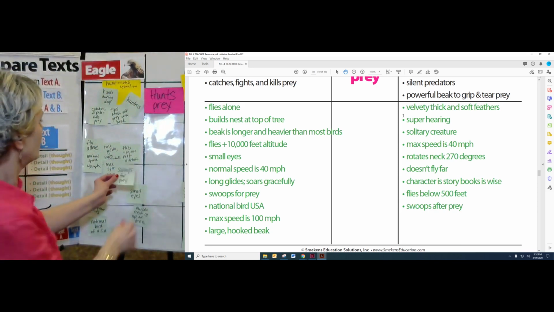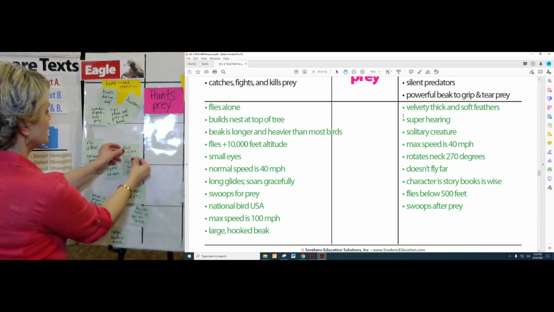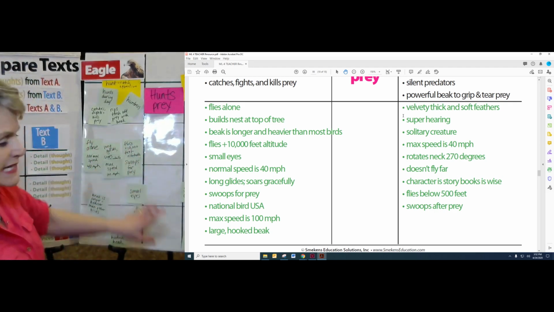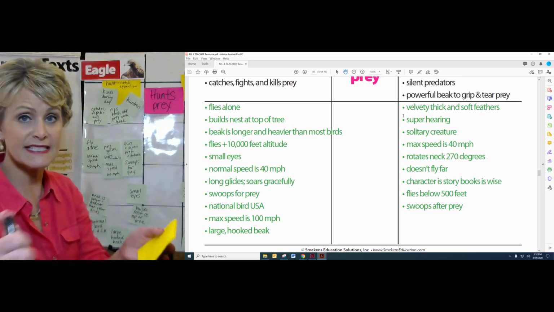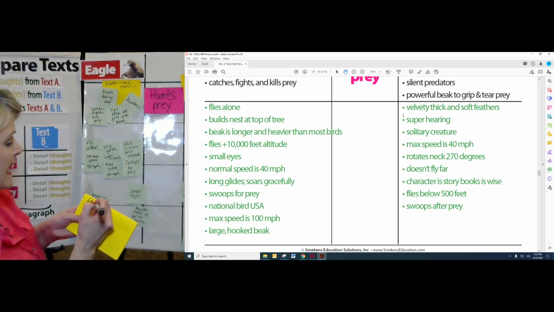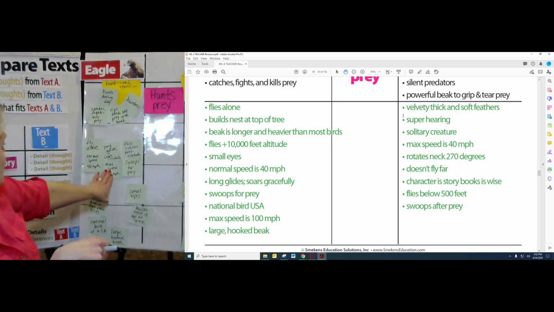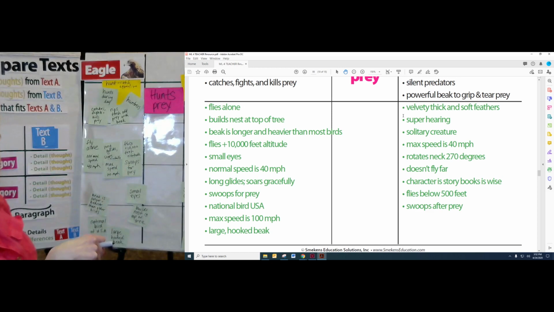Good. Yeah. Okay, so wait. So I have this grouping here. Okay, so now why? What are we seeing here? I'm grabbing my yellow sticky notes here. It's all about flying, yeah. But what do we notice about its flying? It goes fast, it goes slower, it soars, it swoops, it flies alone, it flies high.